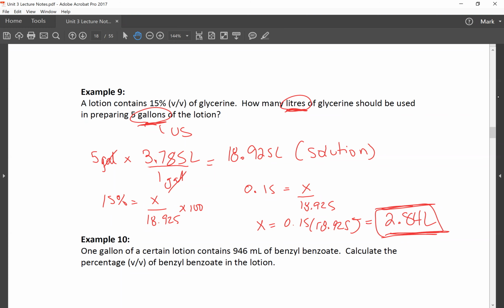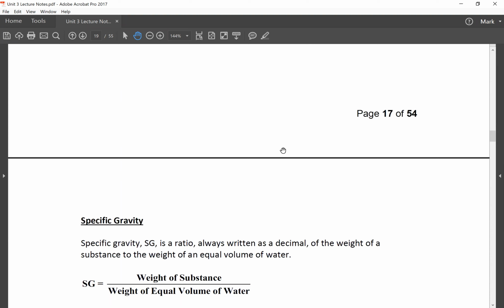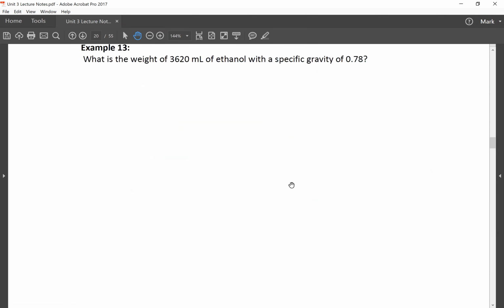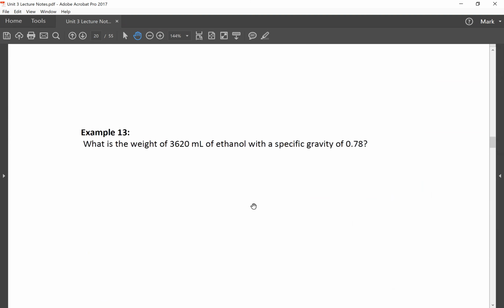All right, that's it. Okay, I'm going to do one more topic. Again, you can practice some more of these. I'm going to talk about specific gravity before we move on too far. And I might even introduce this because specific gravity is so quick.